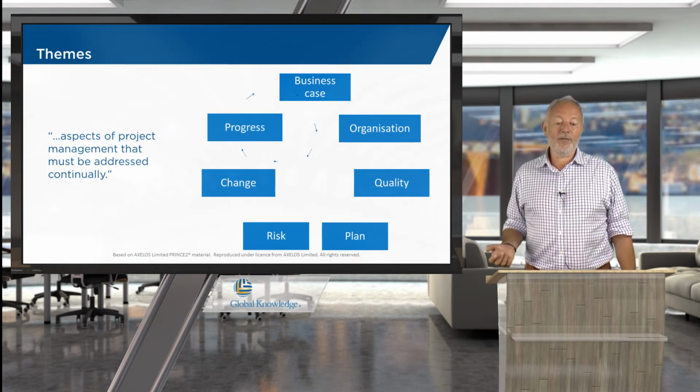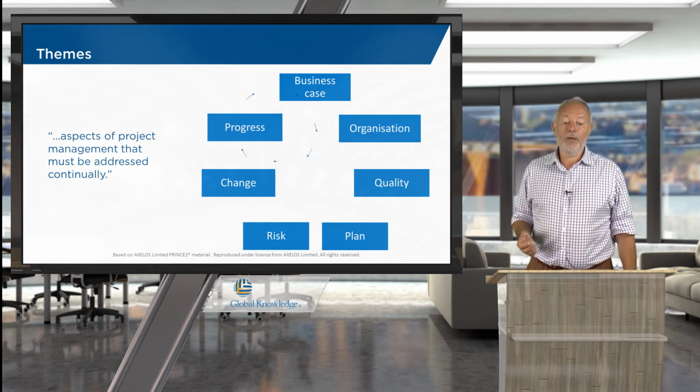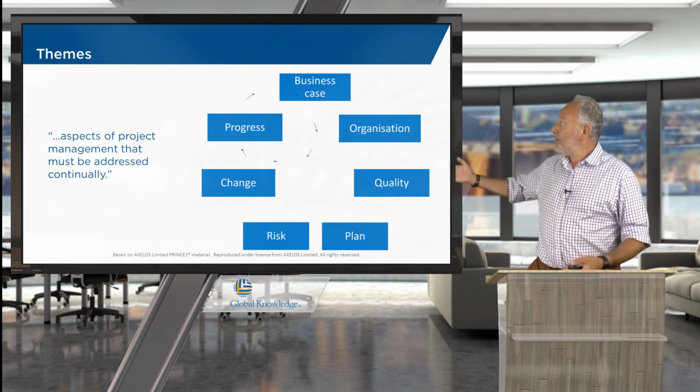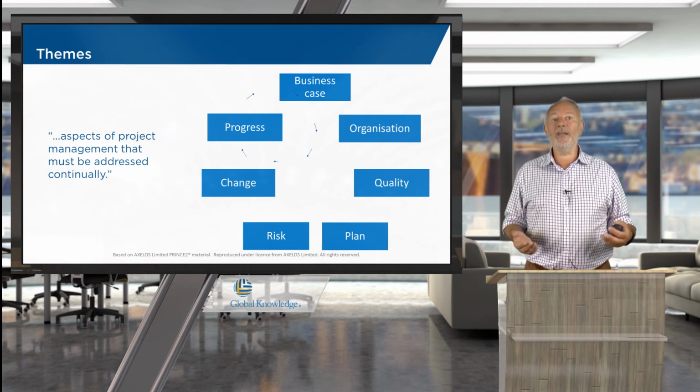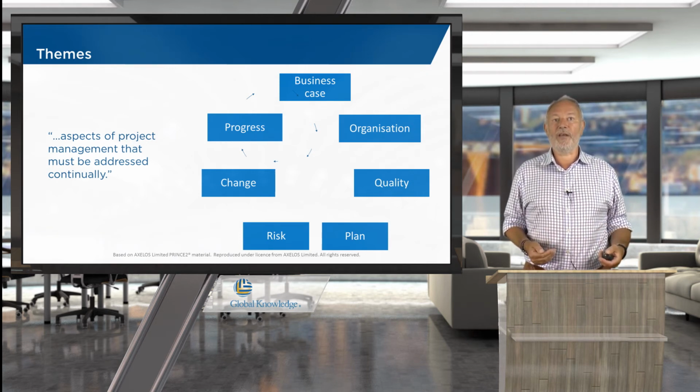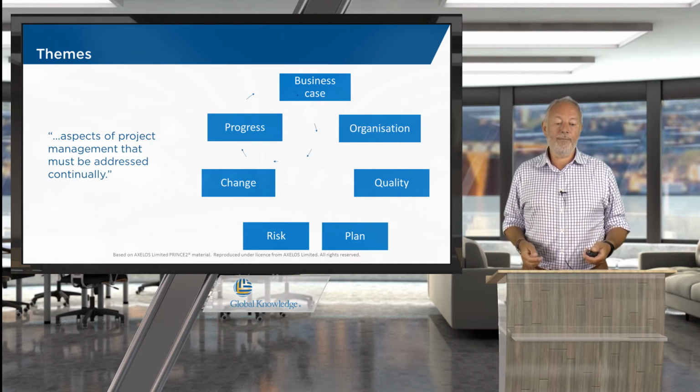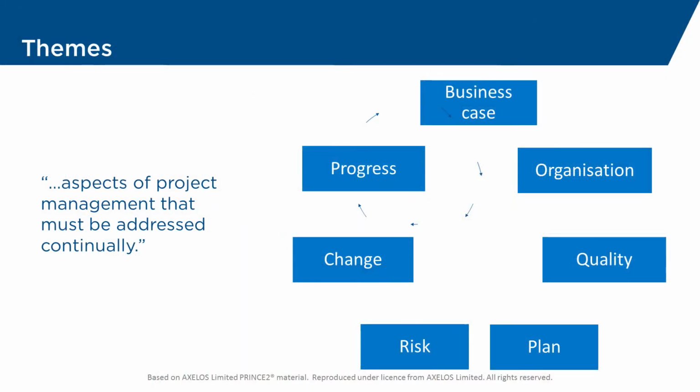Our next integrated element is themes. So these are, as it says, aspects of project management that need to be addressed throughout the project. So that's from the beginning through to the end. So we'll need to understand how we're going to set up and run the business case in order to confirm that we have business justification. We'll need to make sure we understand how we're going to organise the people within the project. So what roles do we need, and what are the responsibilities associated with those roles, and how that's going to play out throughout the project.